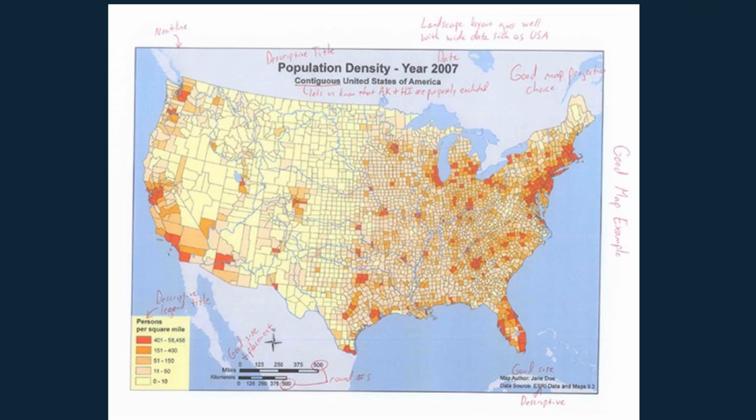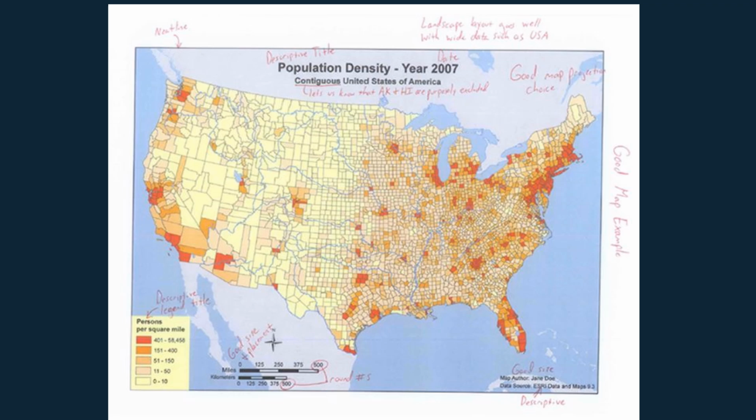And here is the map that's been tuned up. It's been made a little bit nicer. So as you can see, the title has been improved to be more descriptive. Now we're talking about population density, and we know the year is 2007. You might not even need to put the word year because we know 2007 is the year. Again, down below in the subtitles, contiguous United States. So Alaska is gone, Hawaii is gone.